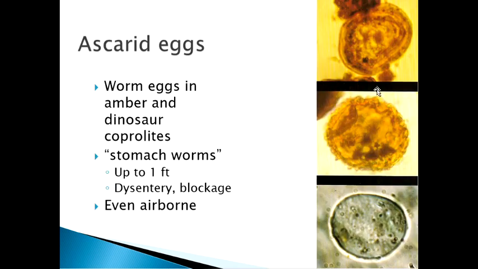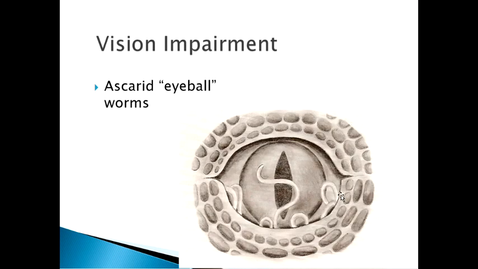Ascarid eggs, again from amber, form these stomach worms, and we've actually found these in dinosaur poop as well as the amber deposits. What does this do? Causes extreme dysentery, intestinal blockage. You can even have airborne transmission of these things. Ascarid worms themselves will house themselves all over the body, including these very gross ascarid eyeball worms. They literally will live within the moisture of your eyeballs.